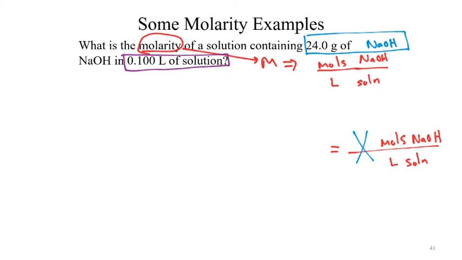Okay, so now how do we go through and set this up? We need to introduce some of that given information. My argument would probably be to introduce the liters of solution. In my answer, that liters of solution needs to show up in the denominator, so I'm going to put liters of solution in the denominator. Since I know a number with that, it's 0.100 liters.